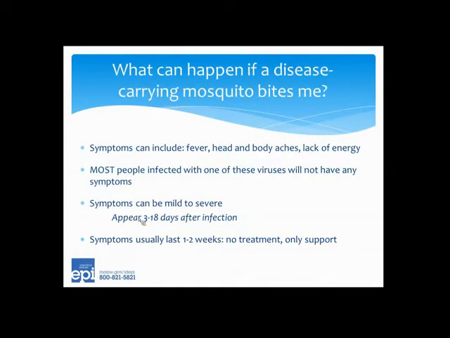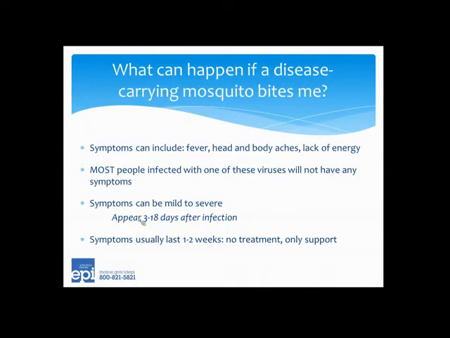So what happens if a disease-carrying mosquito bites me? Well, oftentimes nothing will happen. A lot of these diseases, people do not have symptoms. But when you do, the symptoms can be very vague. They can include fever, headache, body aches, and lack of energy. Symptoms can be from mild to severe. A lot of people will have a fever and a headache, won't feel good for a day or two, and then they'll feel better, and they will never know that they actually had West Nile virus.